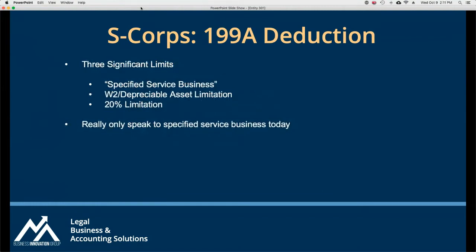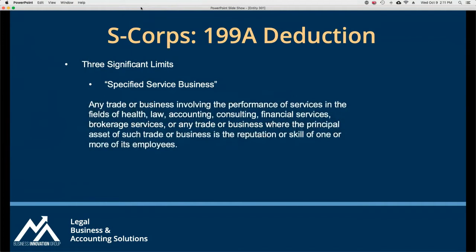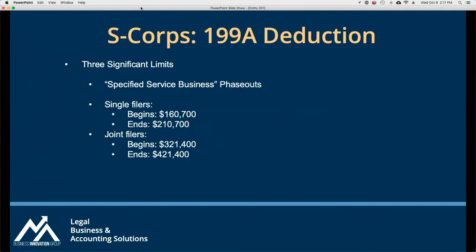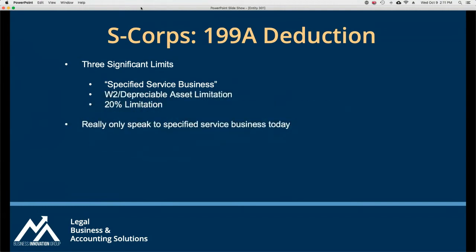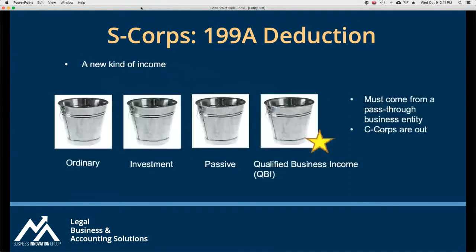Specified service business. Do you fall under the specified service business? I argue that you do, because you're either going to be in the brokerage services category, or the reputation and skill of you is going to claw you back into that specified service business. So then do we have a phase out we have to worry about? If we're talking $100,000 of qualified business income, no, we don't have to worry about it. Whether you're a single filer or a joint filer, you fall under the phase outs. So you're looking at $20,000, 20% of that $100,000. There are these W-2 limitations and the 20% limitation.